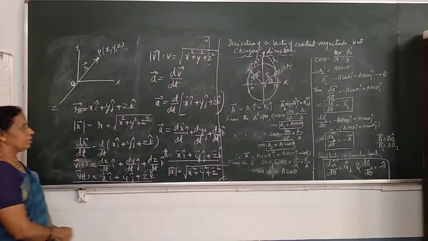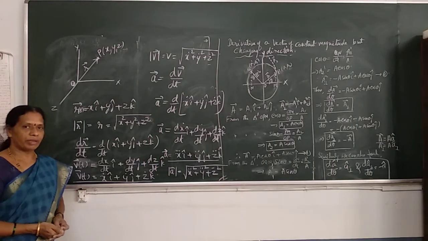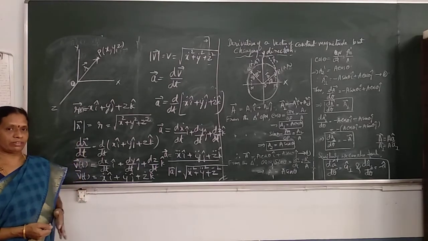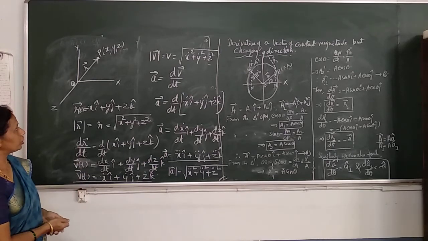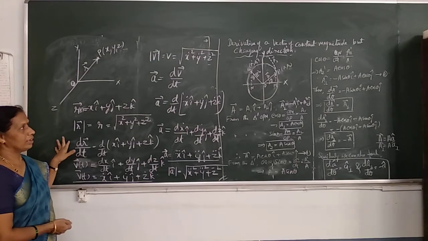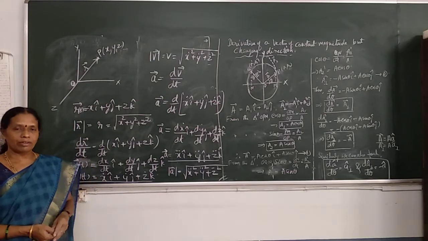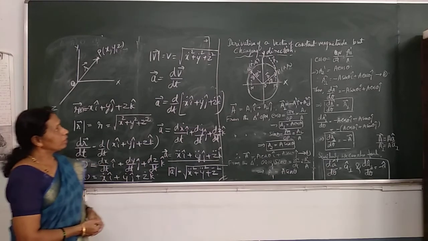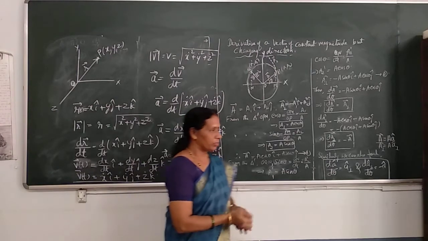And these are the derivatives of the position vector when a particle is in motion in space. Whenever a particle is in motion in space, the derivative of the position vector gives the velocity vector, and the derivative of the velocity vector gives us the acceleration. This is about the derivatives.